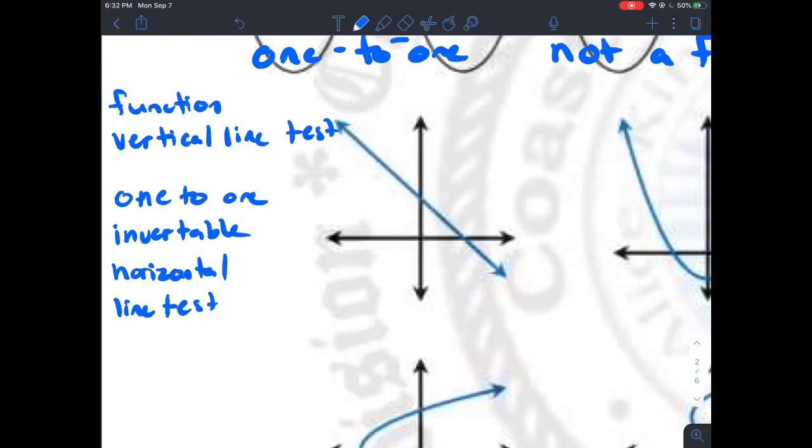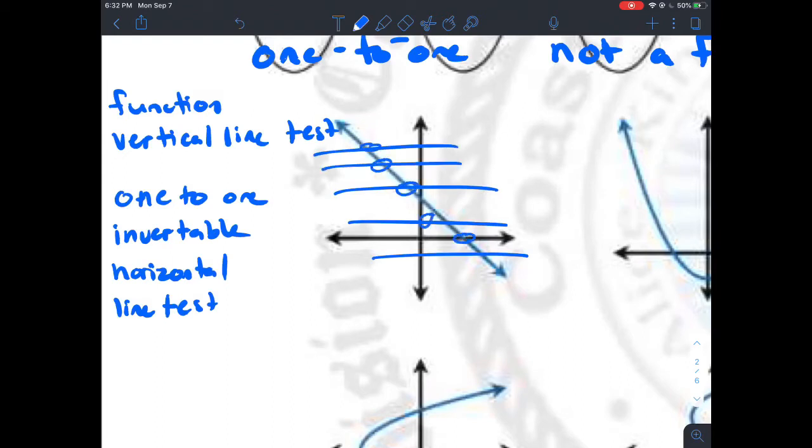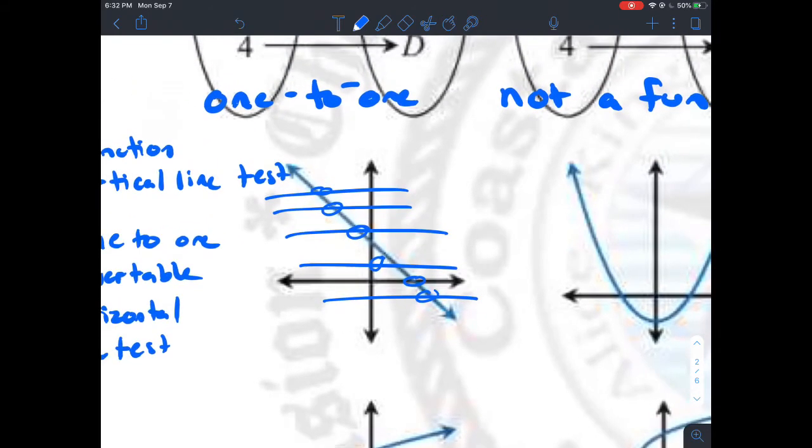All right, so first let's find out if these things are functions. So we'll go ahead, we're going to do the vertical line test. So if you see here, this line does pass the vertical line test. It is a function. All right, it only hits each line once. So we've got that this is a function. So now let's find out if it's one-to-one. So this one again passes the horizontal line test. So this one is a one-to-one function.